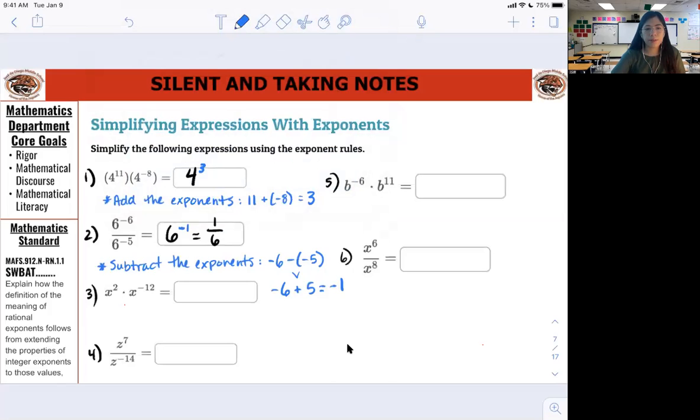Number three. Okay, now I don't have any numbers. In fact, in 3, 4, 5, and 6, I just have variables, but we're still following those same rules. So in number 3, am I adding, subtracting, or something else? Good job, Juan. Adding. Yeah, we're adding the exponents.